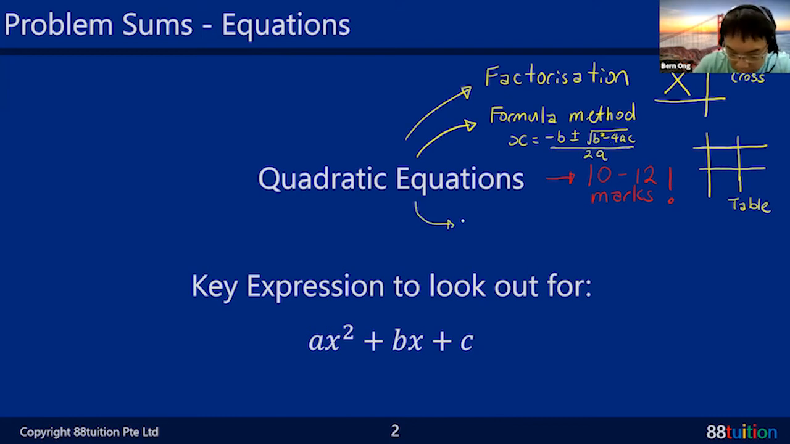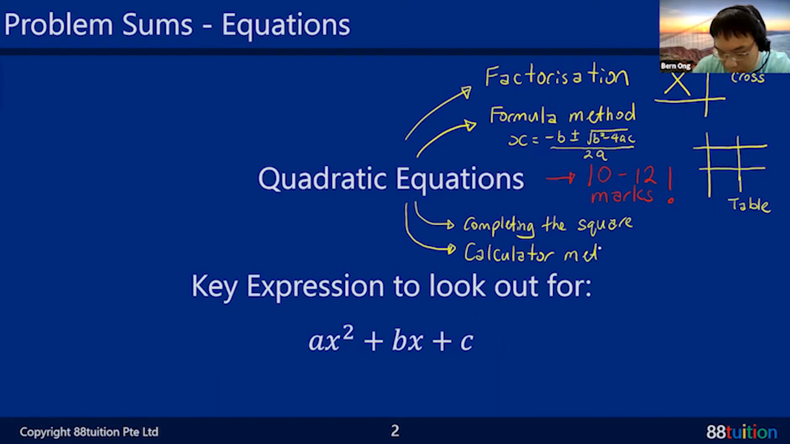Another method you need to know is called completing the square. Oh, this is a very painful method, because nobody likes it. There are certain steps to follow, I think 6 to 7 steps. And lastly, my favorite method is called the calculator method. But this calculator method is only for checking purposes. Your teacher still wants to look at the step-by-step working in order to give you the method mark.